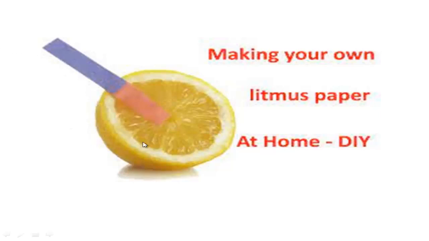For example, we know that lemon is an acidic fruit, isn't it? Citric acid is present inside the lemon. So if we touch a blue litmus paper to the lemon, then it will turn red. In this way you can easily test different items, your cosmetics or your soap, etc. Easily you can identify whether it is acidic or basic using the litmus paper.